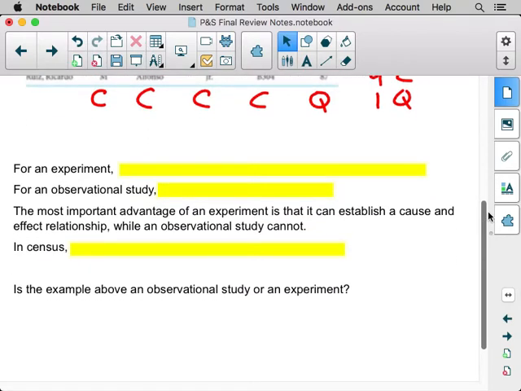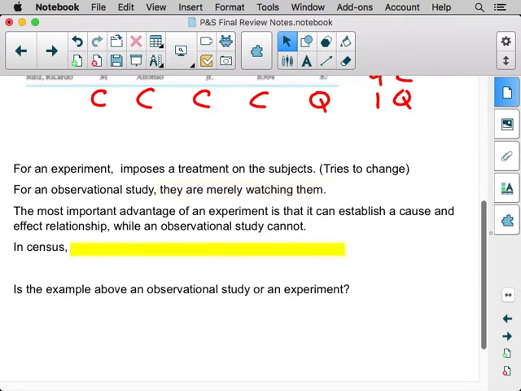Now, another important distinction is talking about experiments versus observational studies. So an experiment, the key is you impose a treatment on your subjects. You are doing something to your subjects. You're giving them different medications, something like that. But again, you are actually imposing a treatment on them. Observational studies, that's not the case. Observational study, you're merely observing. You're merely doing a survey, something like that. You're not trying to affect the results of anything. You're just, again, an observer.